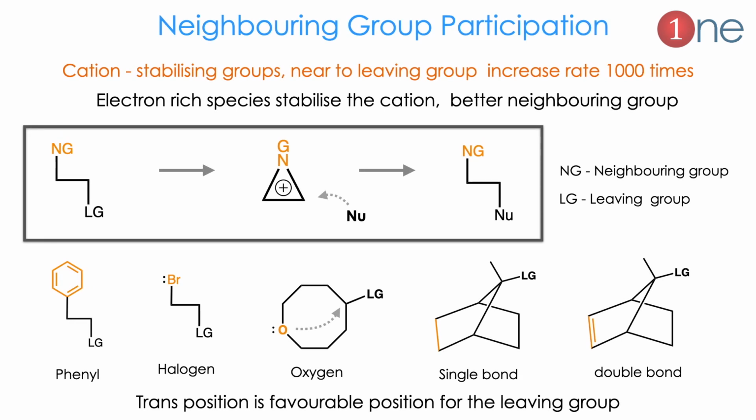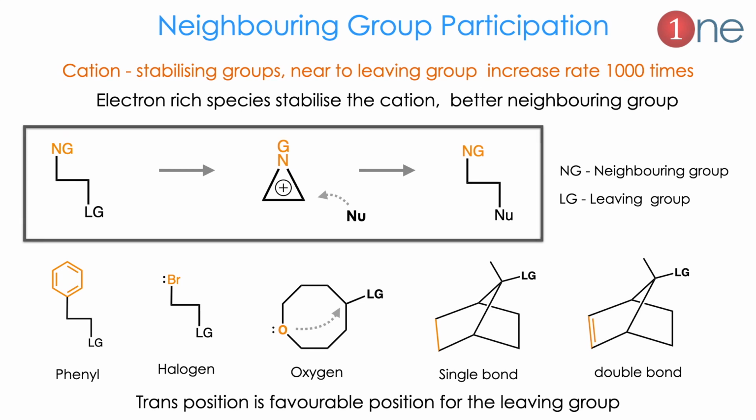Then the last one is neighboring group participation. Neighboring group participation is an unexpected one, but it increases the rate multiple times, normally 1000 times. So what does neighboring group mean? You have Ng, which is the neighboring group, and Lg, which is the leaving group. The neighboring group is normally very electron rich.